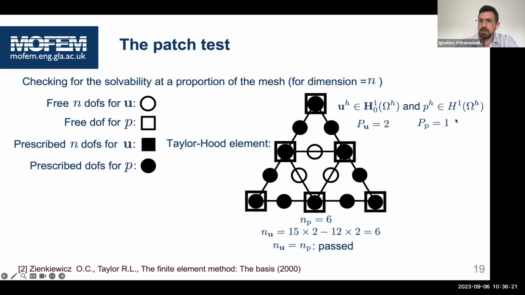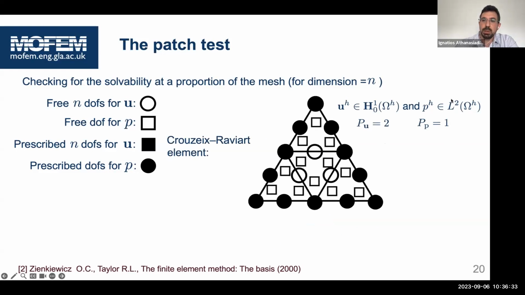But all this time, we have considered the so-called Taylor-Hood element that involves the displacements being in H1 and the pressures being again in H1. But what if we would like to consider the Crouzeix-Raviart element where displacement is in H1 but pressures are in L2, keeping the same order? Here we are going to see that it's not that simple, because for pressure being in L2, the unknowns are living within the element. They are not living at the nodes.